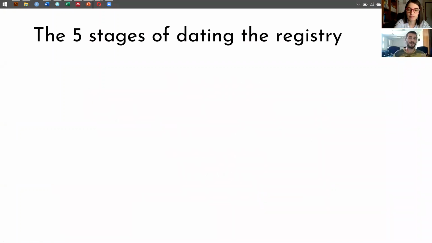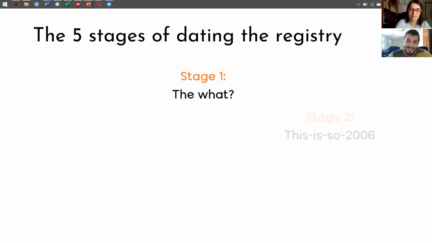Okay, so we will start with the registry. There are 5 stages that you'll find yourself loving or hating the registry. I personally hate it. So the first stage is the what. You have no idea what it is, probably. I also didn't. The second stage is when you go to the website and you find out that this website is really not just 2006, probably 1990. It's very, very bad.